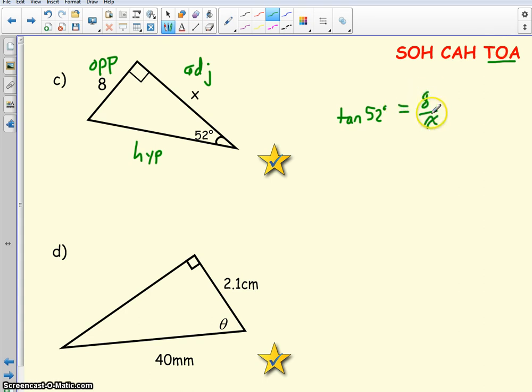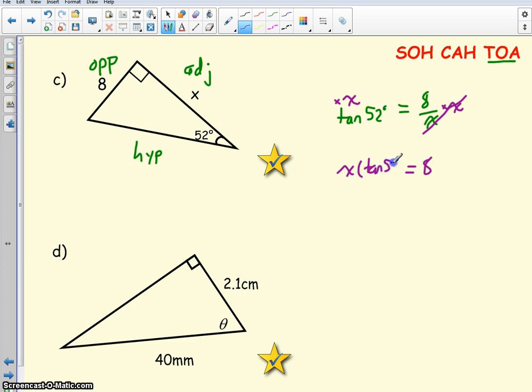What makes this one a little bit trickier than the one we just went through is that now, if you look at the equation, our unknown is in the denominator. So we need to somehow get that x out of the denominator. What we can do there, to clear that denominator, is multiply both sides of the equation by x. What that's going to do is cancel the x over here, so I'm just going to be left with 8. And over on this side of the equation, I'm going to have x times the tan of 52.